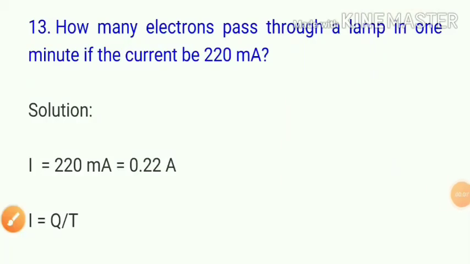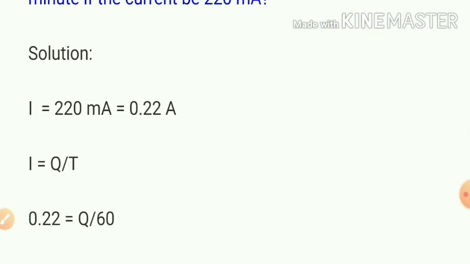How many electrons pass through a lamp in 1 minute if the current is 220 milliampere? In this example, we have to find out the number of electrons passing through a lamp in 1 minute. Given values: electric current is 220 milliampere. So we have to convert this milliampere into ampere, so we divide this value by 1000. We get 0.22 ampere.